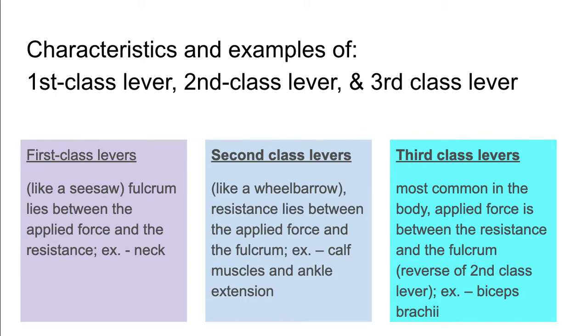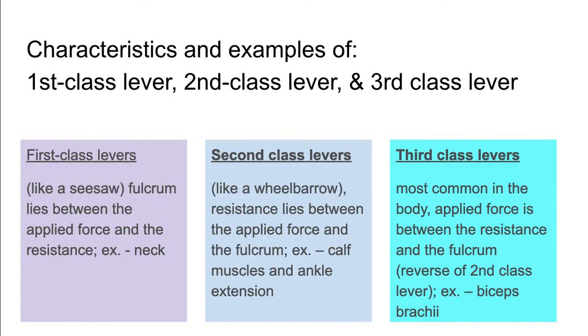An example of what that might look like would be in your neck. If you move your neck, the force pushing your head down is on one side, and there's a fulcrum, which is the joint in your neck. The resistance opposing that motion is on the other side of the fulcrum, which is, again, the joint in your neck.